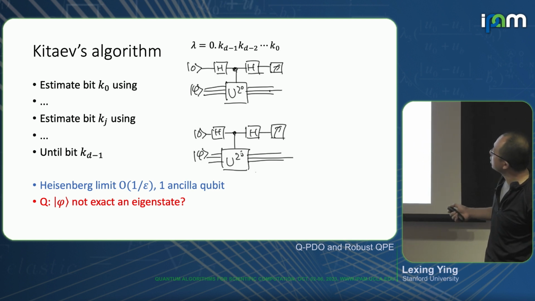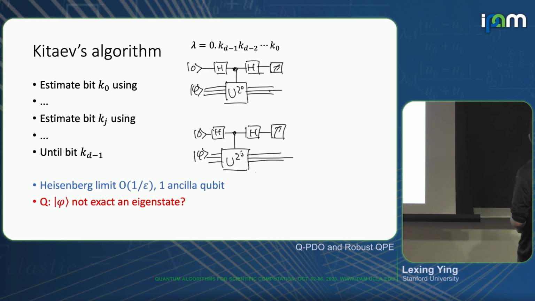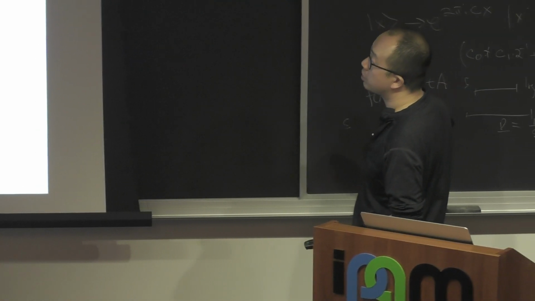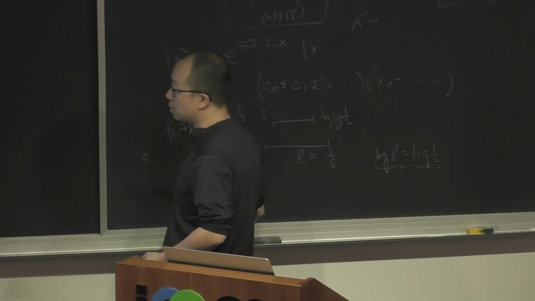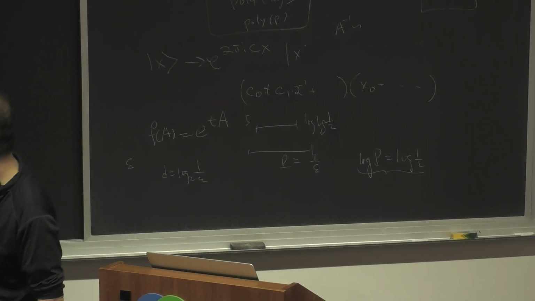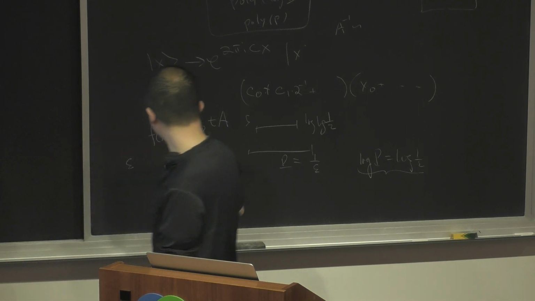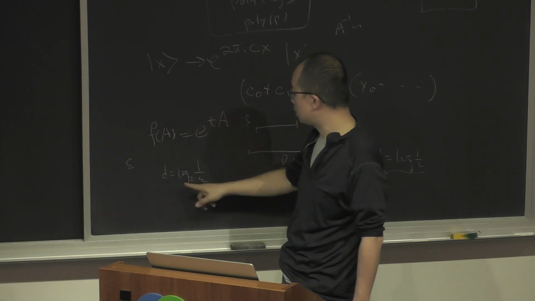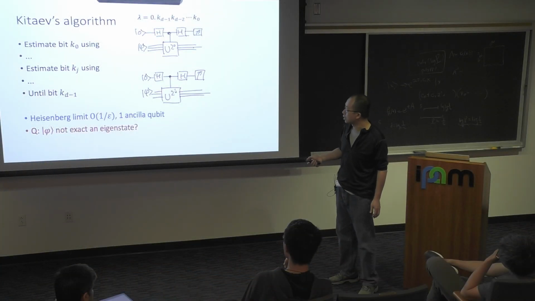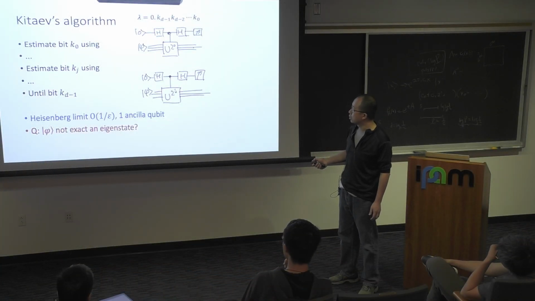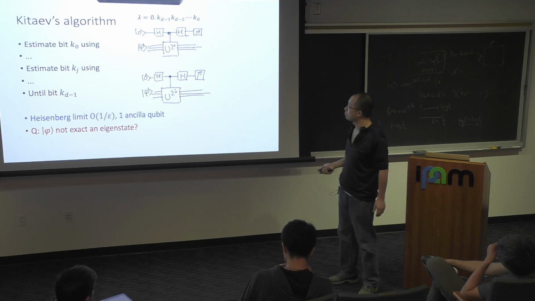Now you can calculate how many bits you need. Suppose the accuracy you need is epsilon. Therefore the number of bits you need, d, is log base 2 of 1 over epsilon. And you need to run u all the way to 2 to the power d. So if you take the exponential, 2 to the power d gives you back 1 over epsilon. This in fact gives you the Heisenberg limit, which is very nice. And it also requires only 1 ancillary qubit.